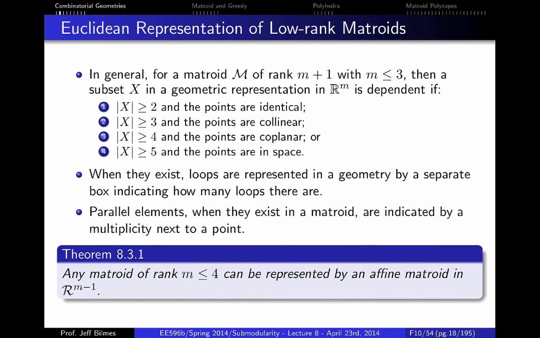Okay? And so we have this theorem, which is that any matroid of rank up to and including rank 4 can be represented by an affine matroid in R^(m-1). So if you're in R3, which we can still visualize, you can represent any matroid of rank up to 4, no matter the number of elements. So for very low rank matroids, you can do this.